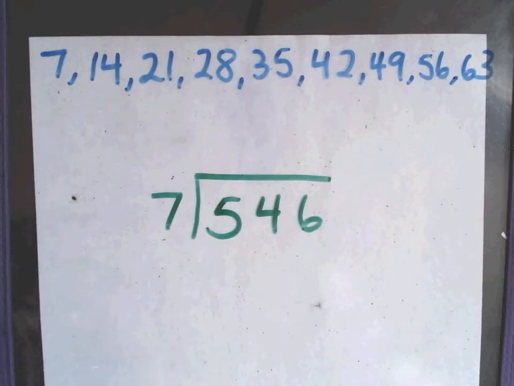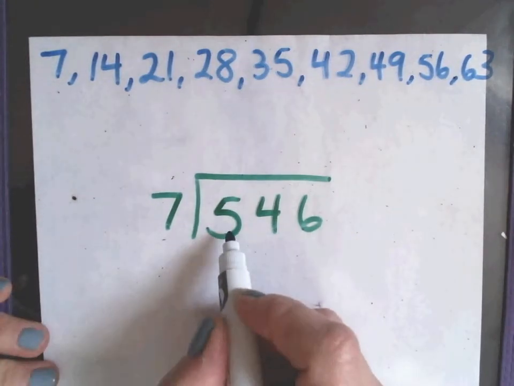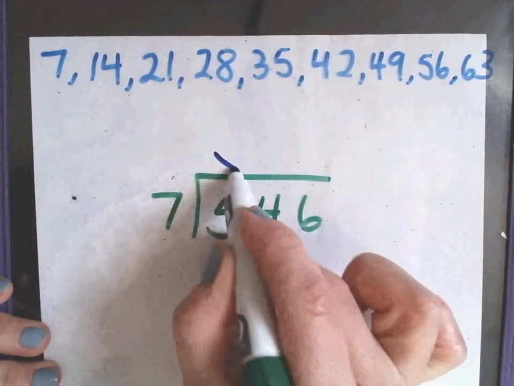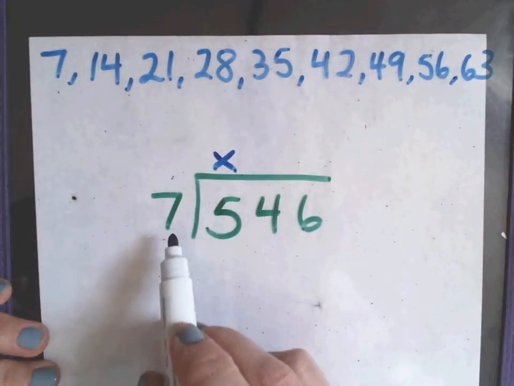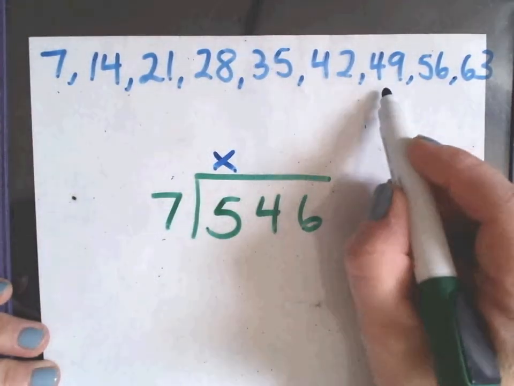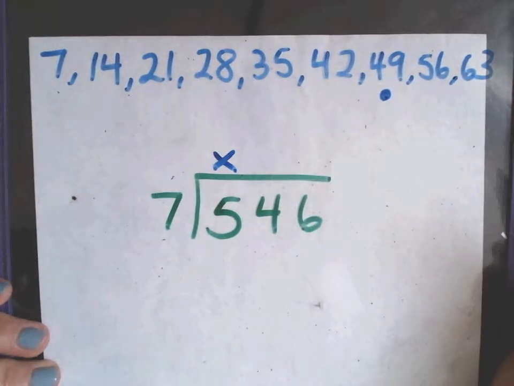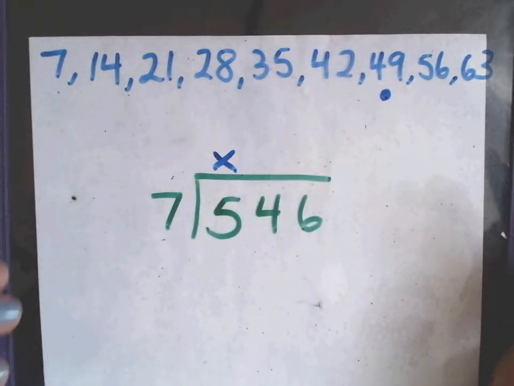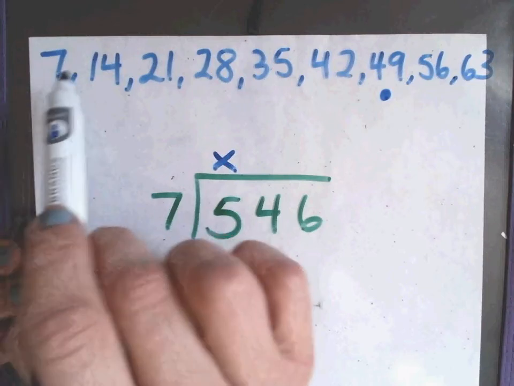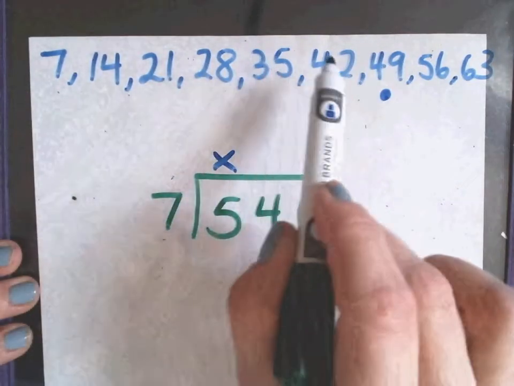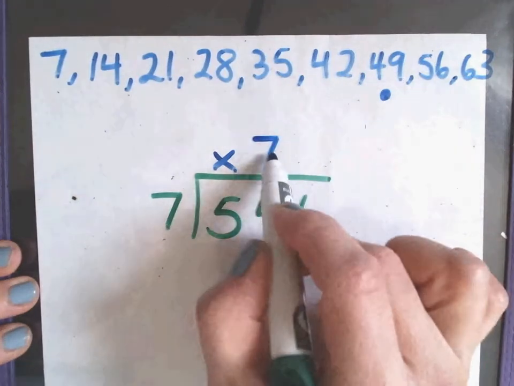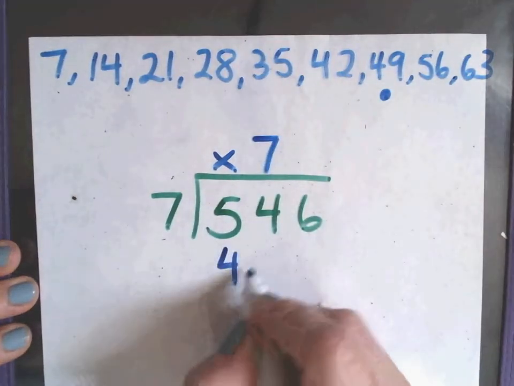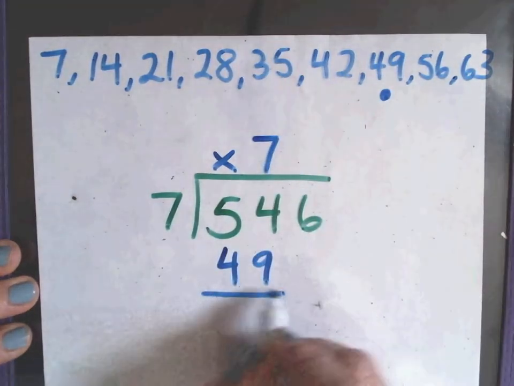So I'm going to take a look at my problem here. I cannot do 5 divided by 7, so I'm just going to put an X above there. And now I've got 54 divided by 7. And I can see the closest I can get is 49. So I'm going to see what my up number is. 1, 2, 3, 4, 5, 6, 7. So my up number would be 7. And here I can see 7 times 7 is 49.